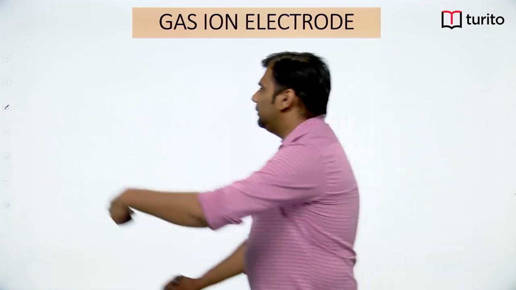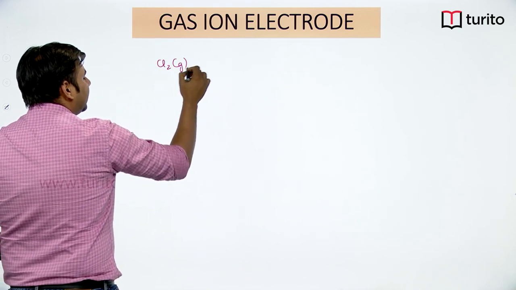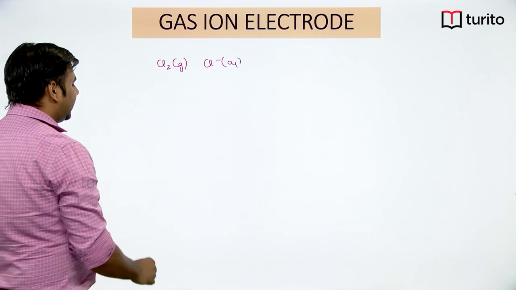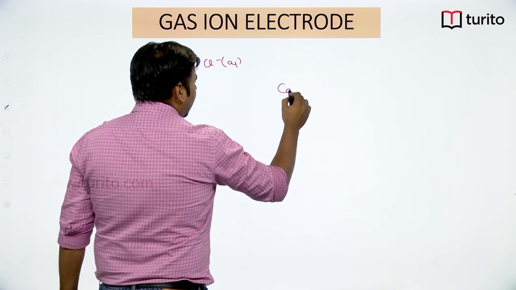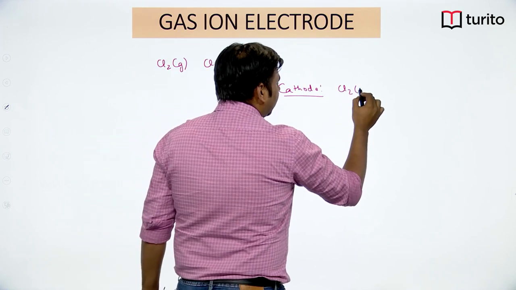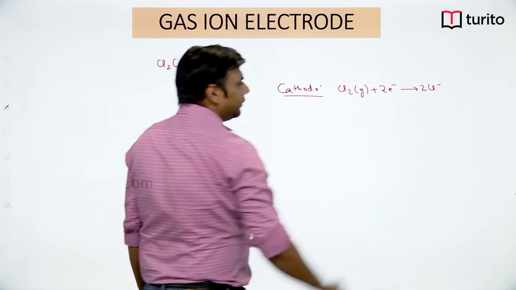Another example could be taking chlorine gas and chloride ion. If it is acting as a cathode, then chlorine gas would take up 2 electrons and change into chloride ion.